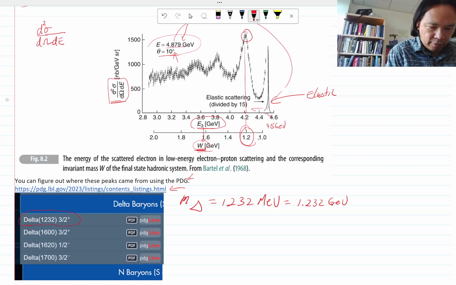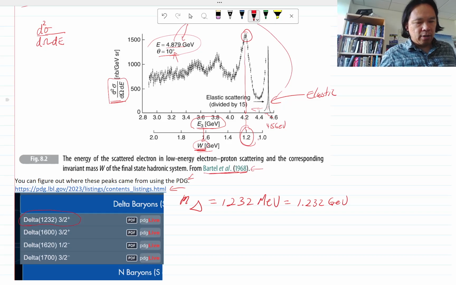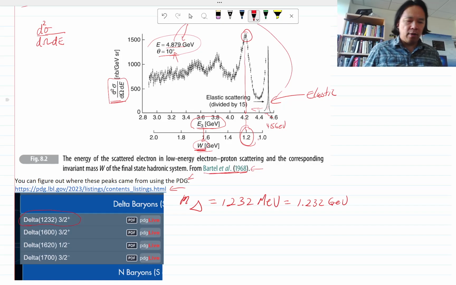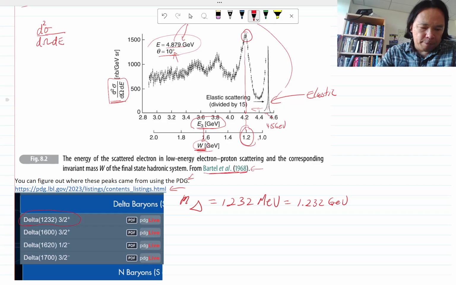And actually, if you look at this plot down here in the caption, this plot was made in 1968. This is when people were still trying to understand what the hell's going on inside a proton. Okay. All right.